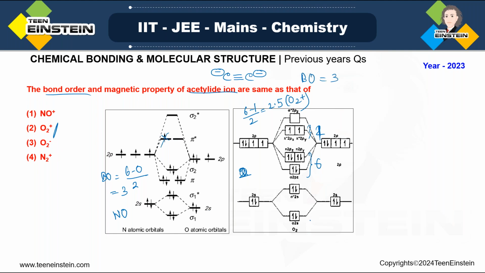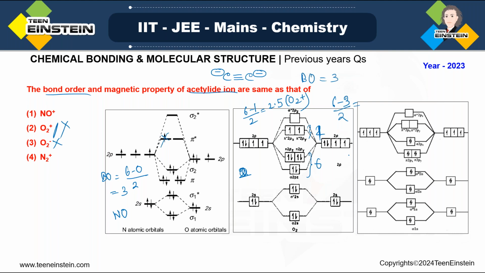Then what about O2 negative? O2 negative means now 6 minus 3. Now this is also not matching with bond order 3 of the given species. This is cancelled, this is cancelled. What about N2 plus? Now when it is N2 plus, that means these 2 electrons you are removing, total bonding electrons is 4. So 4 by 2, this is giving you bond order 2. So simply on bond order, we can cancel all the 3 options and we will be left with NO plus.